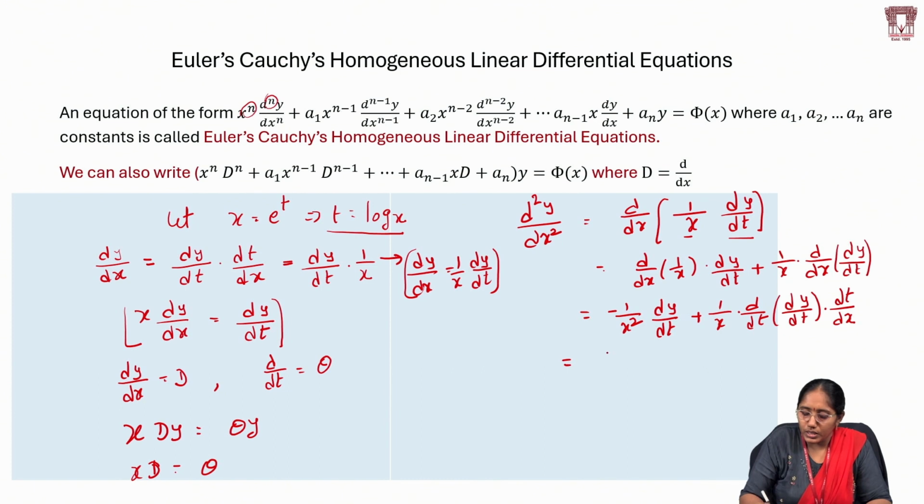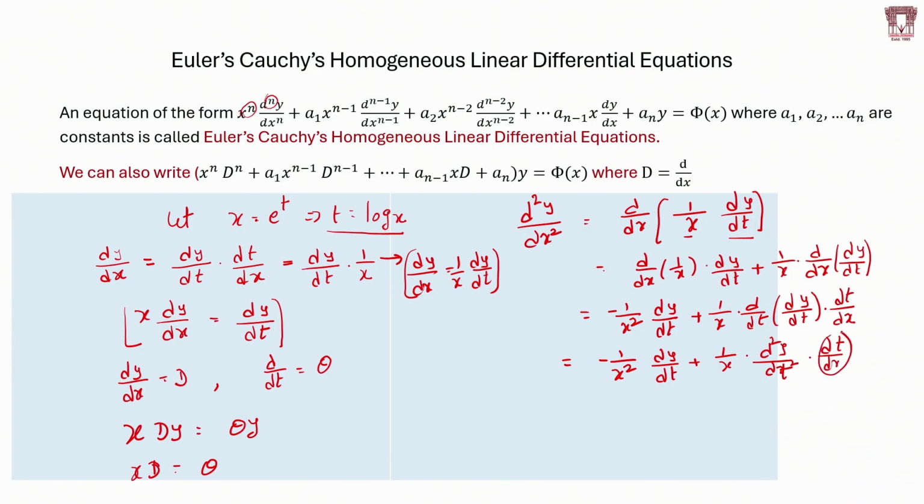Now substitute the respective values: minus 1 by x square dy by dt plus 1 by x into d square y by dt square into dt by dx. So what is the dt by dx value? t is log x, so dt by dx is replaced with 1 by x. Now we simplify. We get minus 1 by x square dy by dt plus 1 by x square into d square y by dt square.